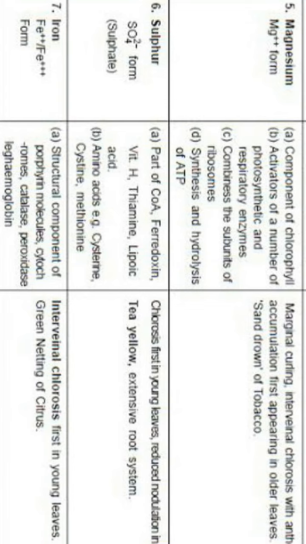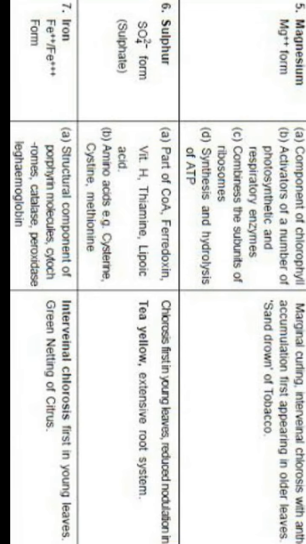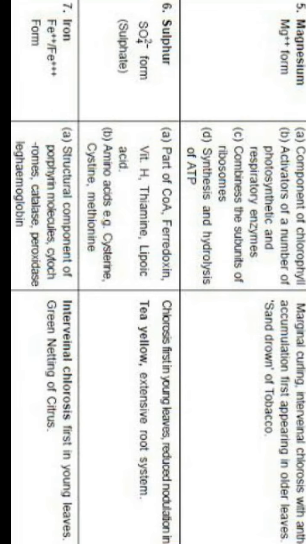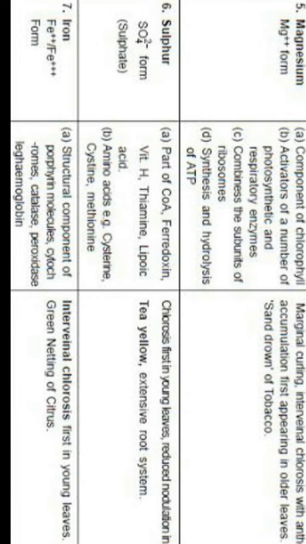Next, deficiency symptoms due to lack of sulfur: chlorosis first in young leaves, reduced nodulation in legumes, and low extension of the root system. Next, iron. Plants obtain iron in the form of ferric ions, Fe3+. It is required in larger amounts in comparison to other micronutrients. So from the micronutrients category, iron is the first one. Compared to other micronutrients, students, iron is required in a large amount by plants.